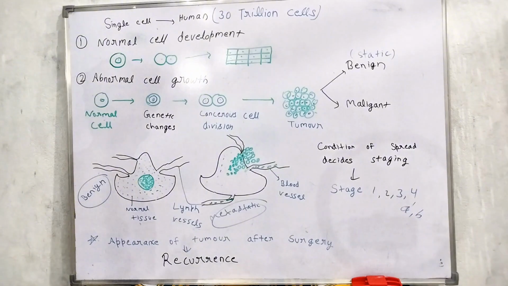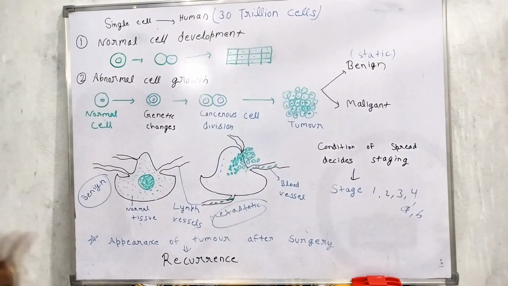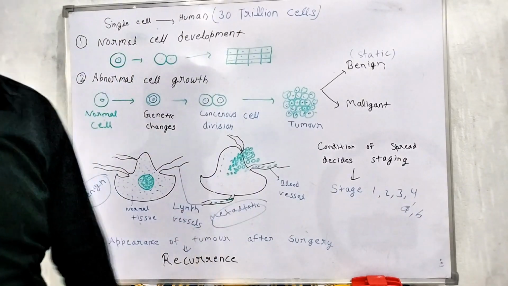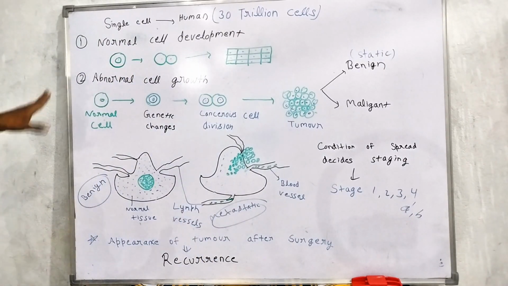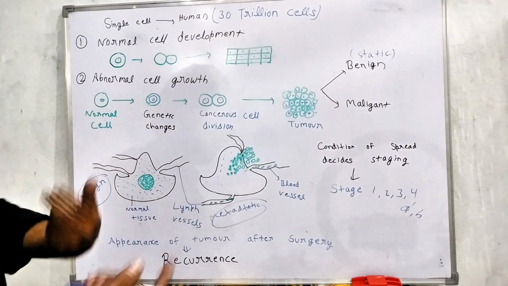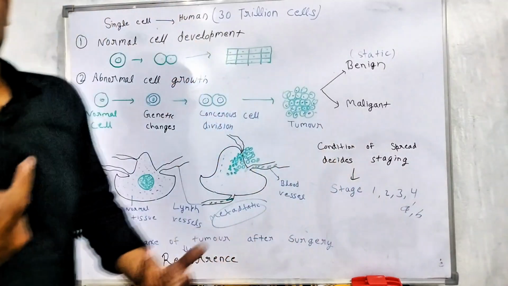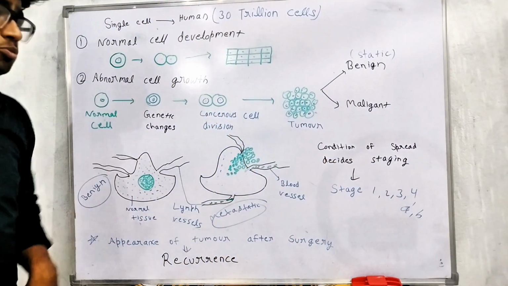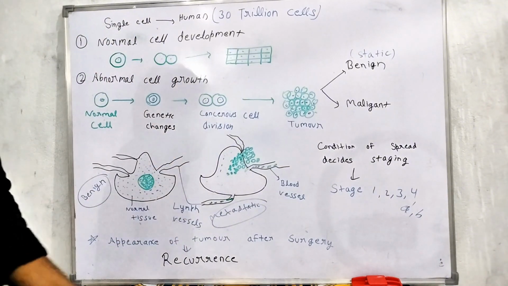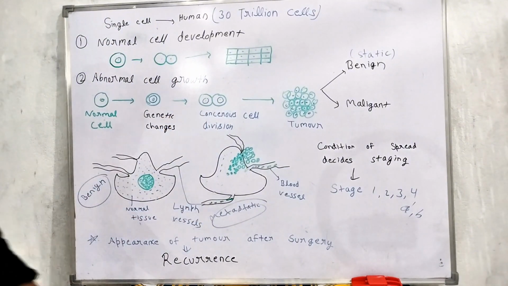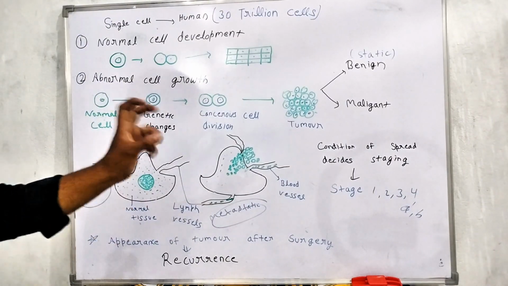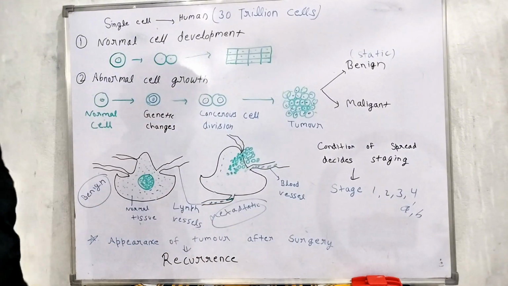And in the second point, you can say abnormal cell growth. What happens if the cells dividing in the normal condition start dividing in an abnormal condition? As you can see, there is a normal cell. It comes under some genetic changes, some mutations. After getting those mutations, the normal cell is converted into a cancerous cell, and now the division is known as cancerous cell division.